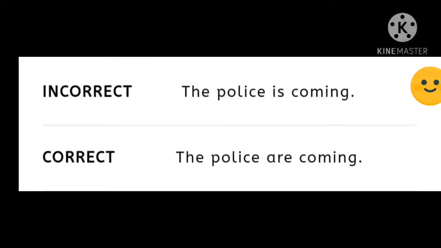"The police is coming." "The police are coming." Police is a collective noun. We should usually go with a plural verb. Police means not a single person, an individual. That's a department and a lot of policemen. So, the police are coming. We don't use "the police is coming."